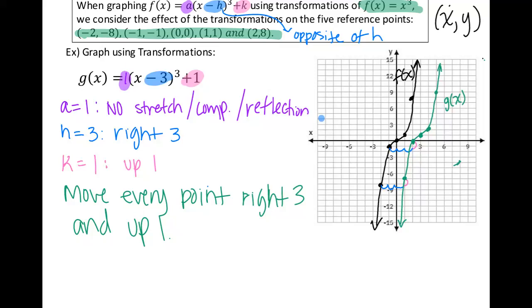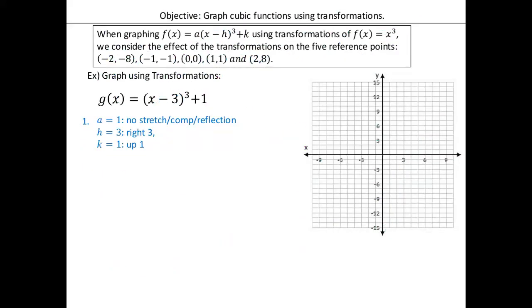I still see very few of you still writing. All right, let's move on to the next example.